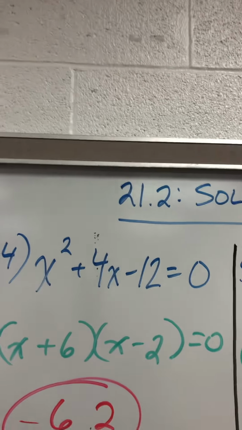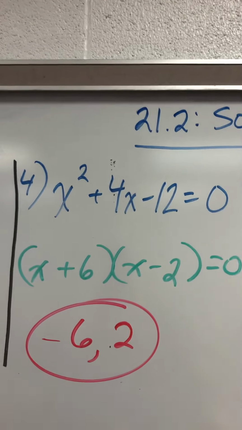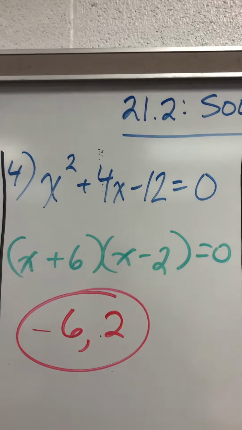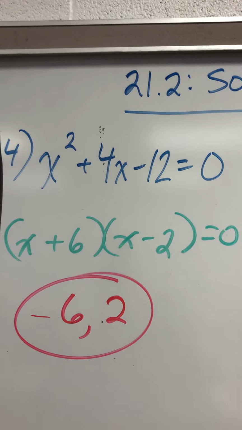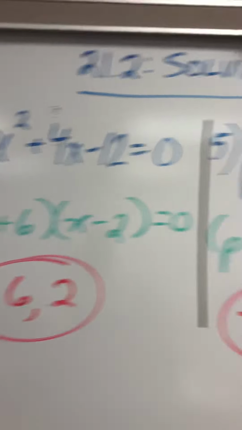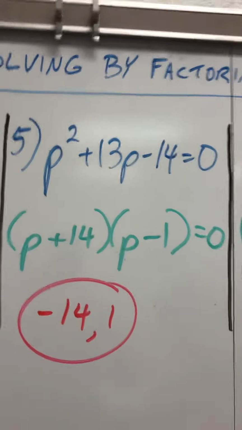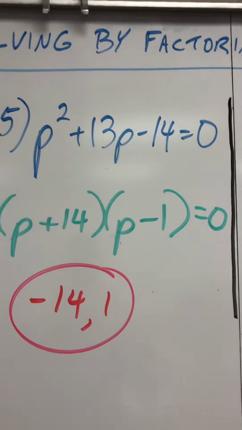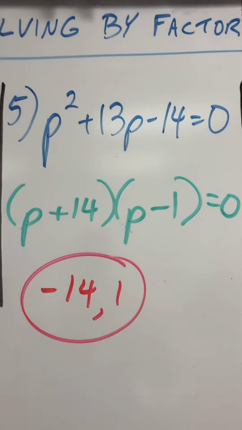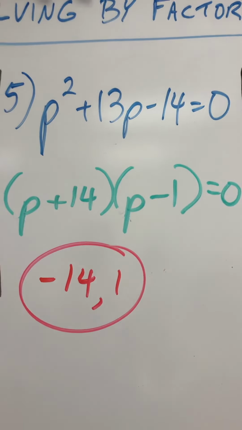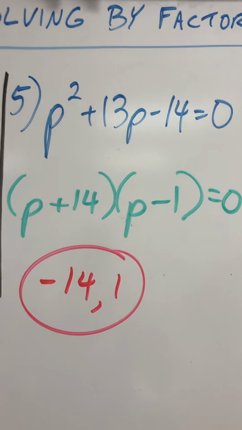X squared plus 4x minus 12 factors to (x plus 6)(x minus 2). So your answer is negative 6 and positive 2. P squared plus 13p minus 14 factors to (p plus 14)(p minus 1). So your answer is negative 14 and 1.